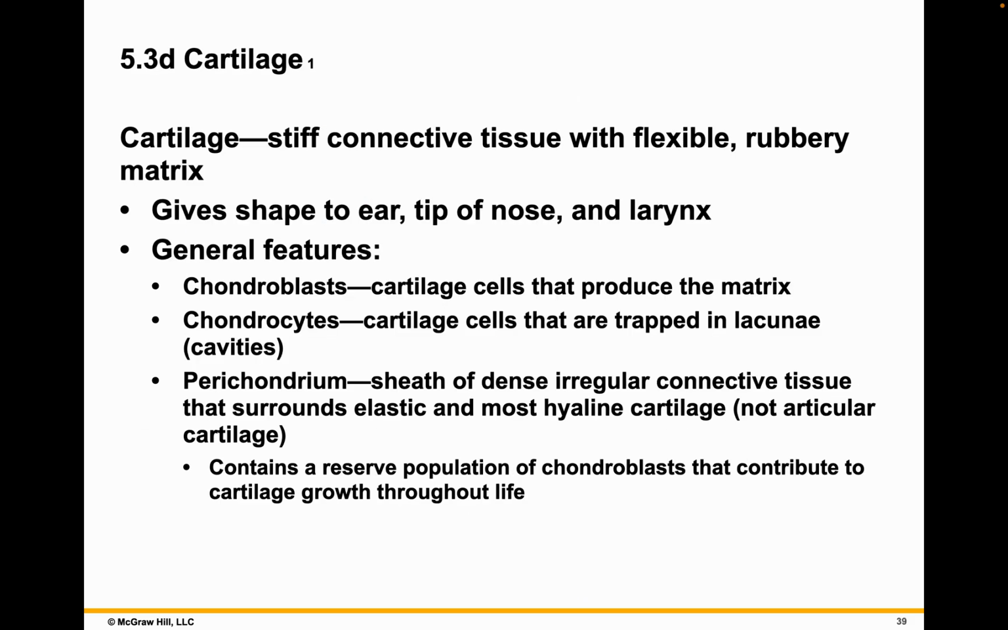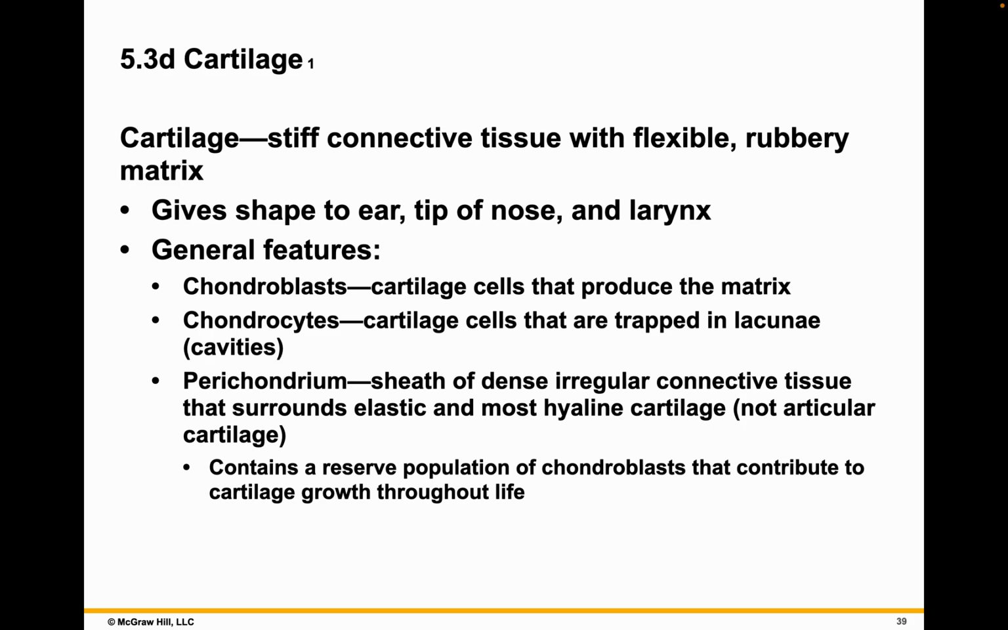Cartilage is a stiff connective tissue with flexibility and a rubbery matrix. It gives shape to the ear, the tip of the nose, and the larynx. Cartilage has chondroblasts, cells that produce the matrix, and chondrocytes, cartilage cells that are trapped in lacunae, or cavities, within the cartilage.